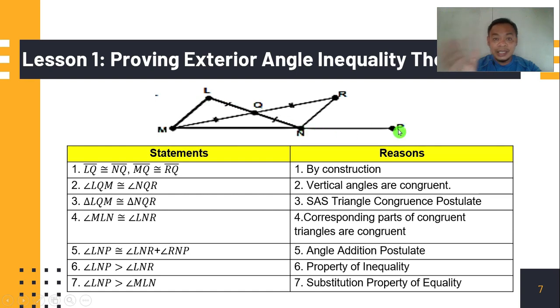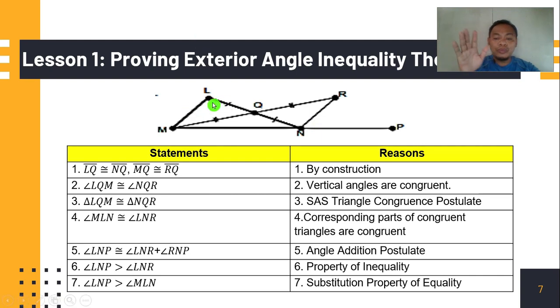LNP is greater than MLN. Diba? Si MLN is congruent to LNR. So since congruent si MLN kay LNR, so therefore angle LNP is greater than MLN. Kasi this is our exterior angle and this angle is our remote angle and this angle is also our remote angle, diba? Sabi dun sa ating definition na ang ating exterior angle ay greater po siya sa either of the two remote interior angles.